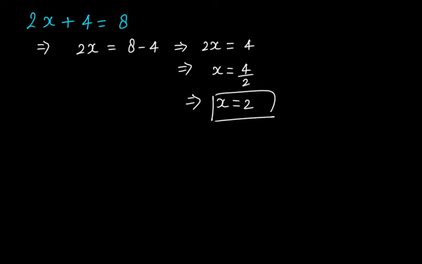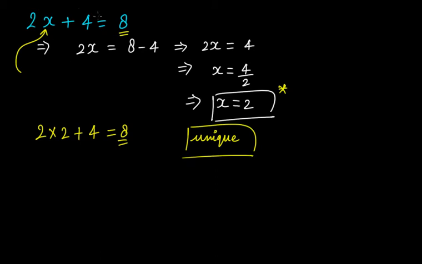If you take this value of x equal to 2 and put it here, you'll get 2 multiplied by 2 plus 4. So 2 times 2 is 4, 4 plus 4 is 8. Yes, this 8 is equal to this one. That is why we say that x equal to 2 is the solution of this linear equation in one variable. Note that you cannot have any other value other than x equal to 2 that will satisfy this equation. That's why we say that the solution of a linear equation in one variable is always unique, because you cannot find any other value that will satisfy this equation.